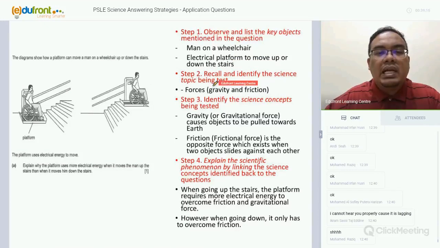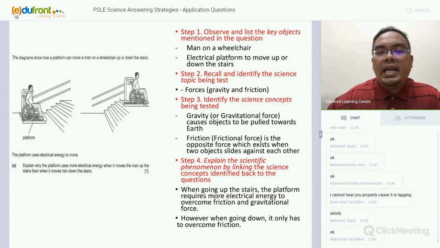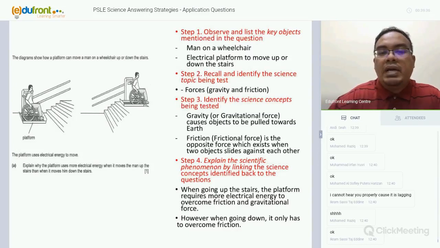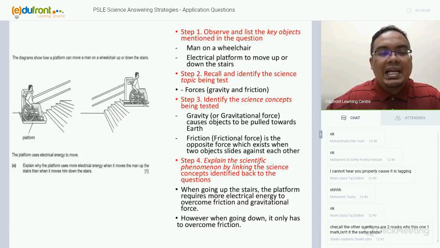Step number 2, identify the topic. Here, you need to know that the topic being tested is forces. More specifically, gravitational force and frictional force. This topic you have learned. Most of you learned it in basics, some of you towards the end of primary 5. If you identify the wrong topic, that's it. You'll not be able to answer, because this could be on the topic of electricity. Yes, electricity is involved, but the question asks you related to the topic of forces.